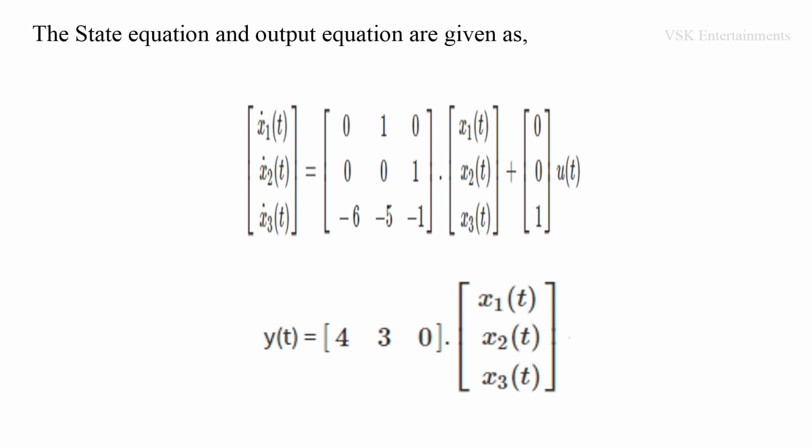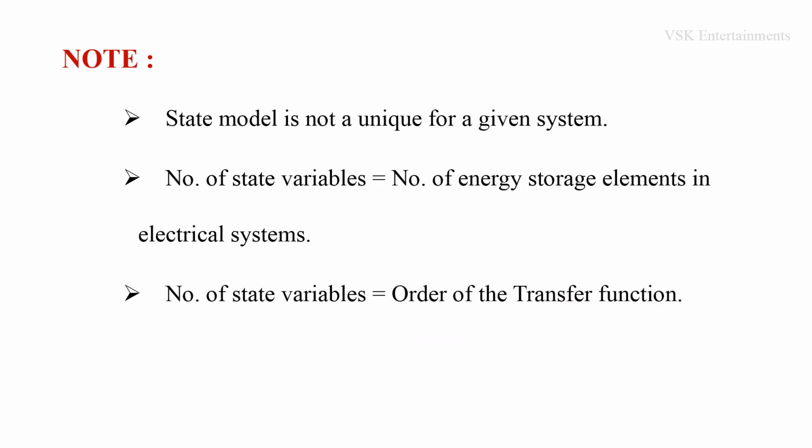And these are the state equation as well as output equation for a given practice problem by using the given transfer function. Now I think everyone has a doubt: why are we considering the third state vector, that is 0 into x3 dot of t? Let us discuss now.